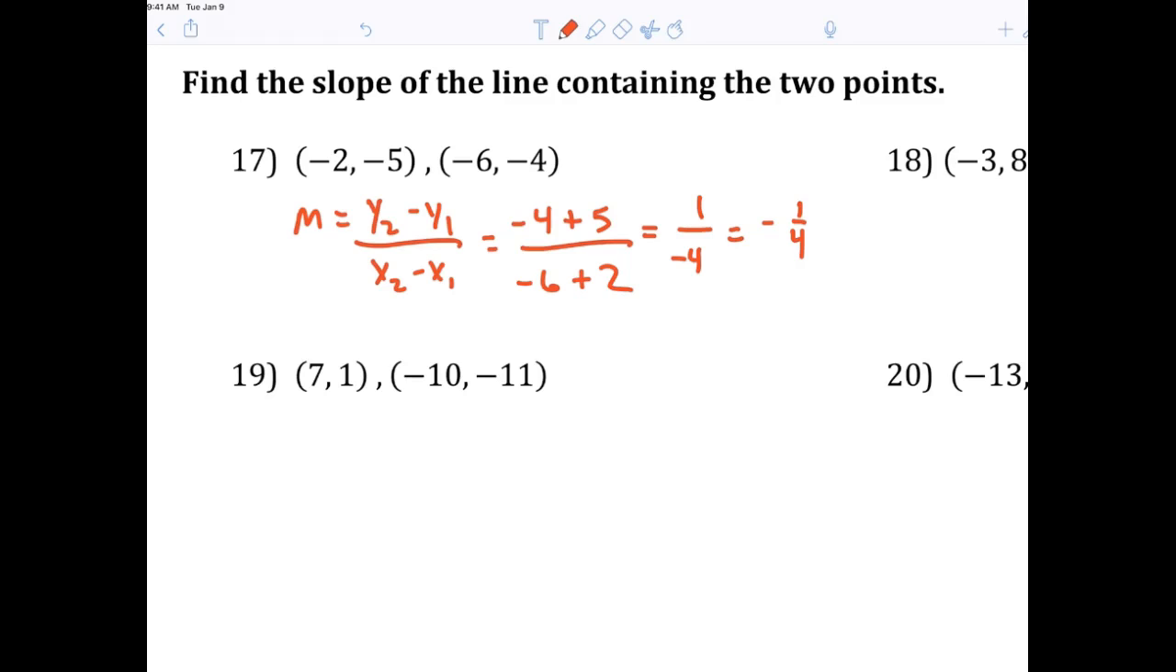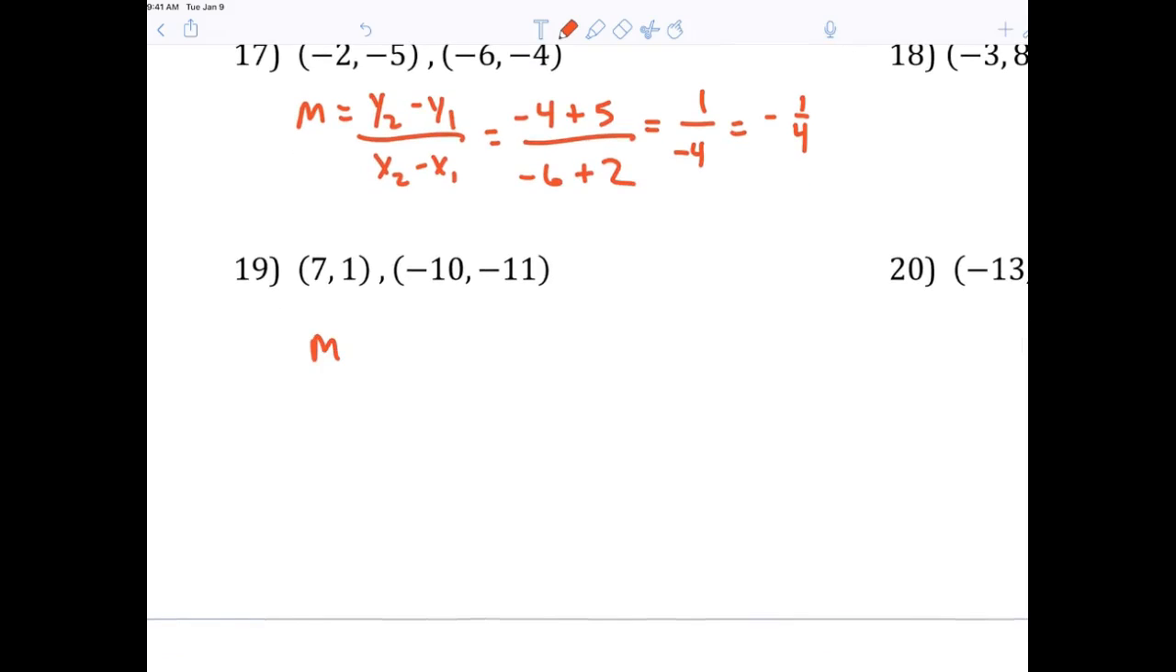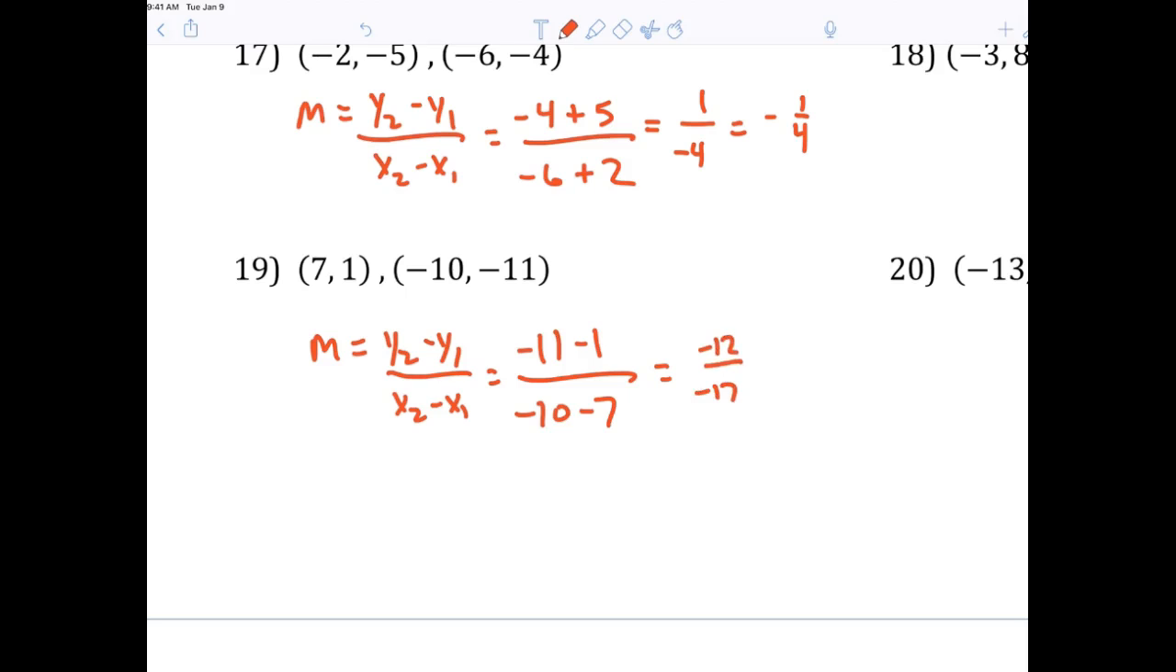All right, here we go. For 19, again, I just like to write the formula. y2 minus y1 over x2 minus x1. Negative 11 minus 1 over negative 10 minus 7. That looks to me like negative 12 over negative 17, which is the same as 12 over 17. Why do you take a negative sign? Because a negative divided by a negative is a positive.